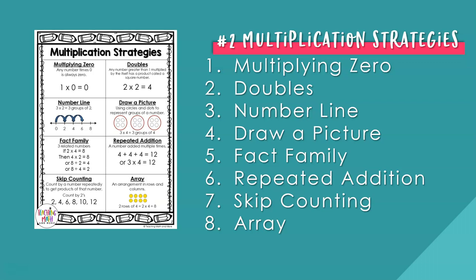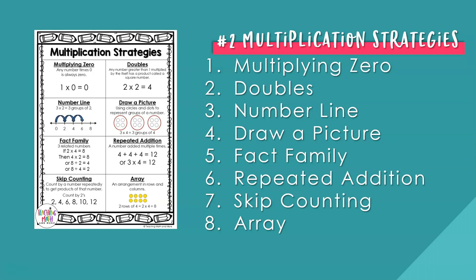Number 2, doubles. Doubles are any number greater than 1 multiplied by the same number that has a product called a square number. Example, 2 times 2 equals 4. 4 is considered a square number. Number 3, using a number line. Using a number line to count by groups of a number. Here on this number line, we counted 3 groups of 2 and found the product 6.